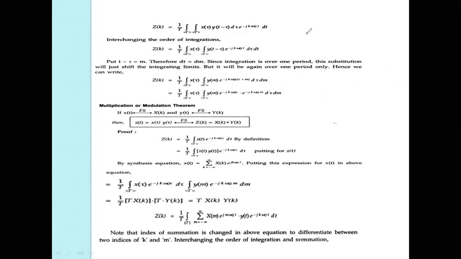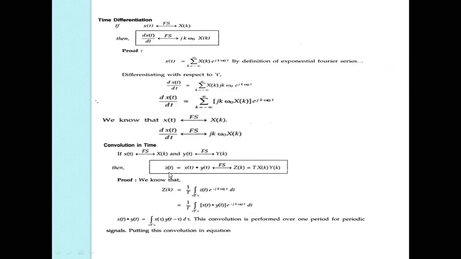Okay, my dear students. So here you have to prove z of t is equal to x of t convolved with y of t. Apply the Fourier series: for convolution in time, the frequency becomes z of k is equal to T into x of k, y of k. So it is a very important property.